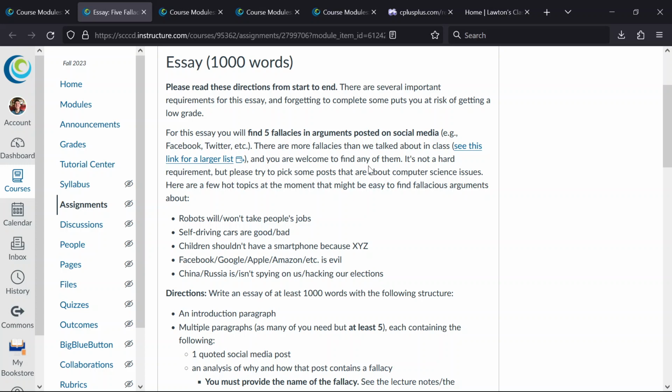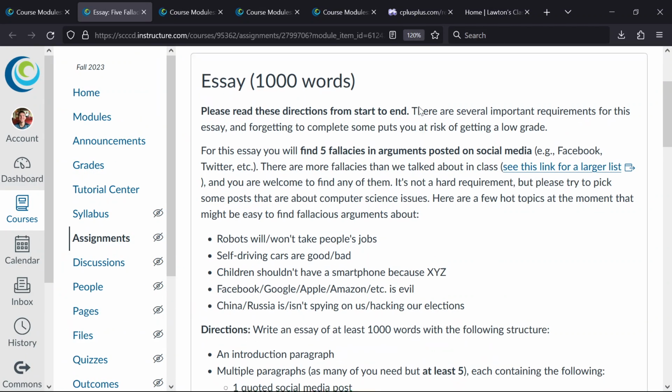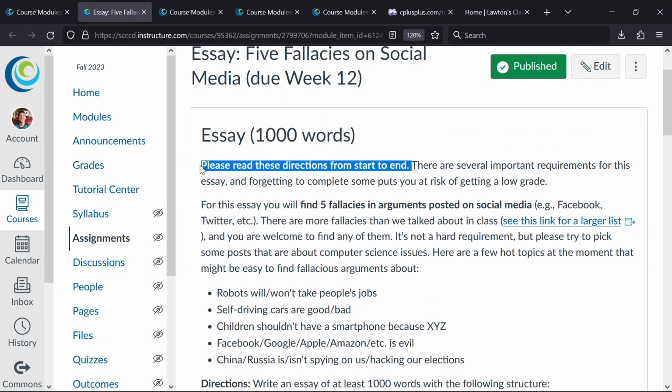Okay? Here's the goal. All right? First of all, you need to read these directions. I don't want to give you a low score. You must read these. Otherwise, if you do it wrong, you're going to get graded badly. Okay? There are a lot of requirements for this essay, but I think it gives us a very cool outcome in the end.